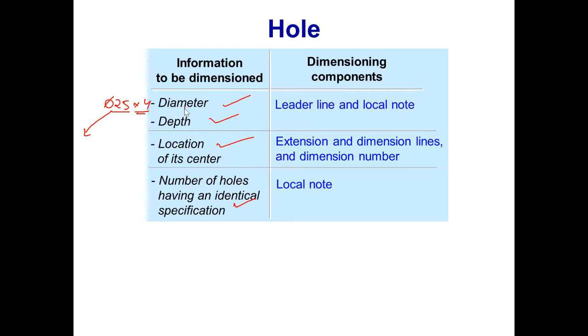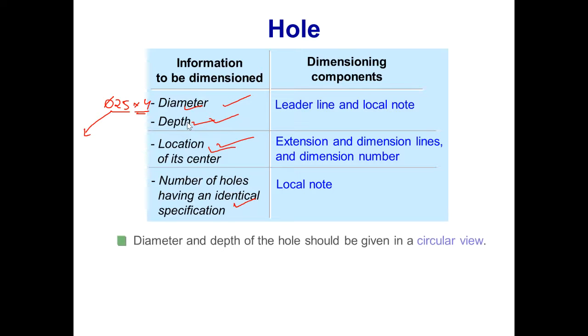और साथ साथ आपको डायमीटर भी बताना होता है, डेप्थ भी बतानी होती है, और उसके सेंटर की लोकेशन। Whenever there is a hole, it's important that you identify the location of its center in order to draw it or locate it. So the diameter and the depth of the hole should be given in a circular view.